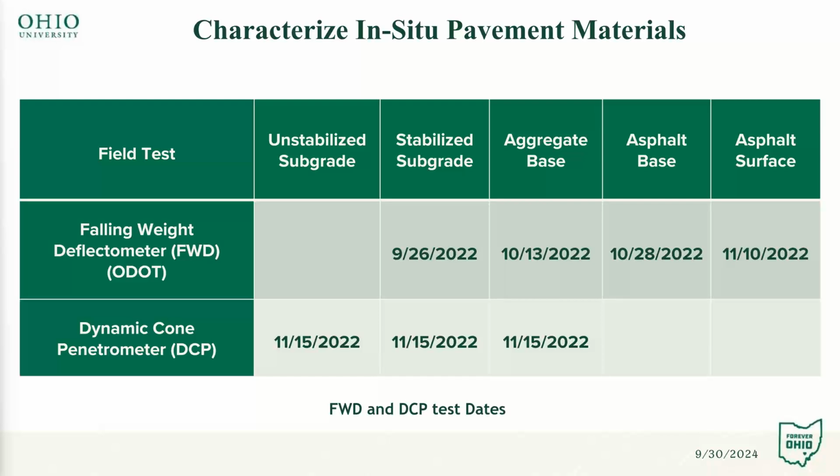To characterize the in-situ pavement materials, we conducted FWD testing and DCP testing. FWD testing was conducted on the stabilized subgrade, aggregate base, asphalt base, and asphalt surface. So for each of the dates shown, the ODOT falling weight deflectometer conducted test runs on the same locations. DCP was conducted on the unstabilized base, on the stabilized base, and then through the aggregate base afterwards.